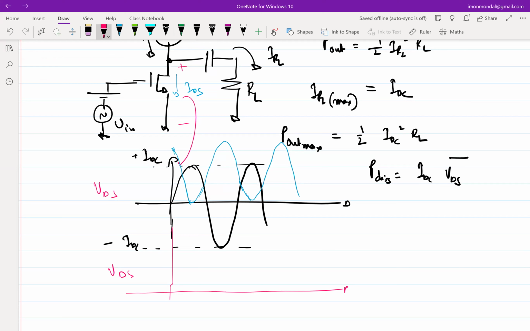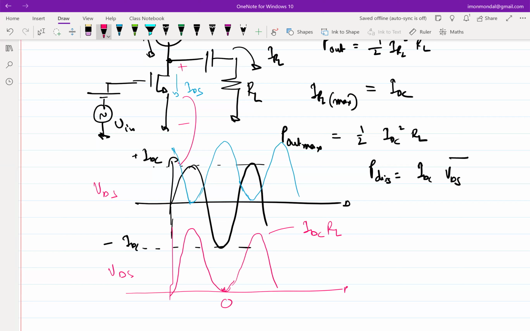essentially means that, so this I know is 0, and this will be IDC times RL. So that is the maximum swing that you can anyhow get, right? Okay.